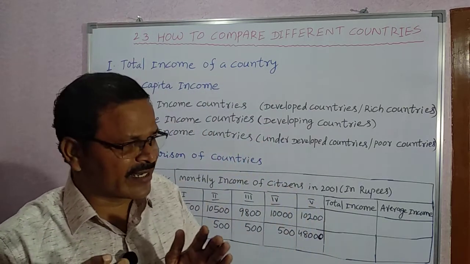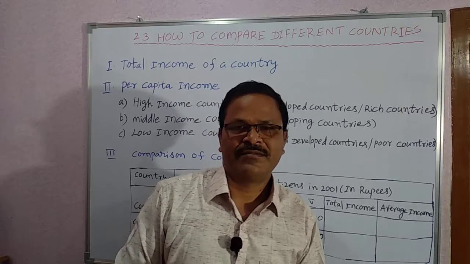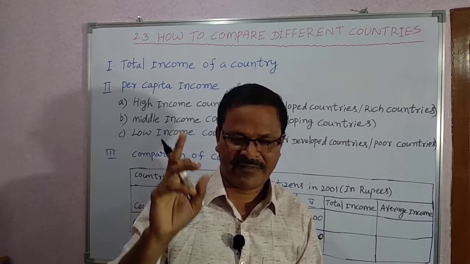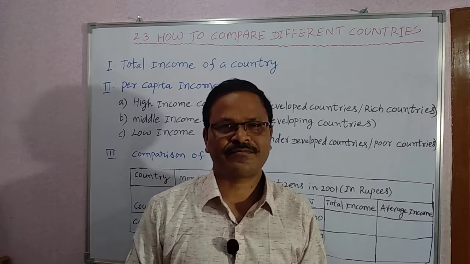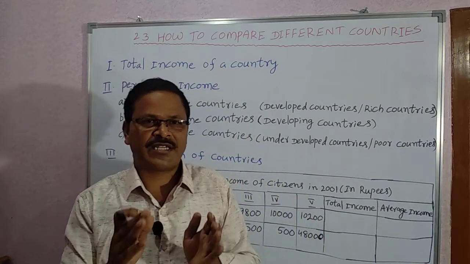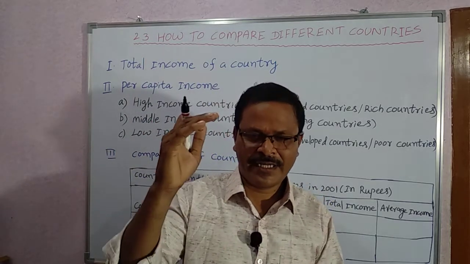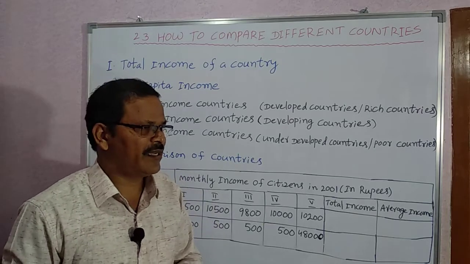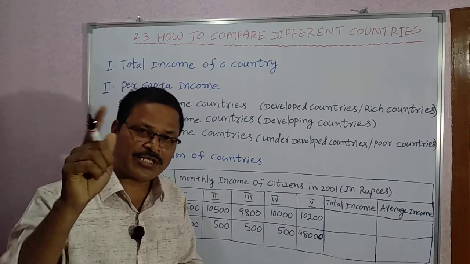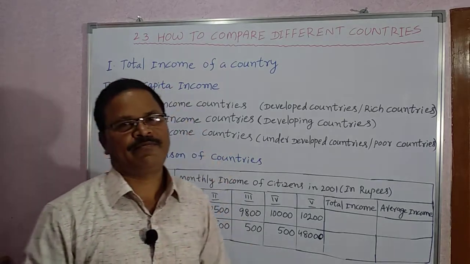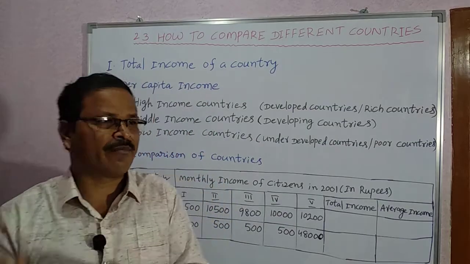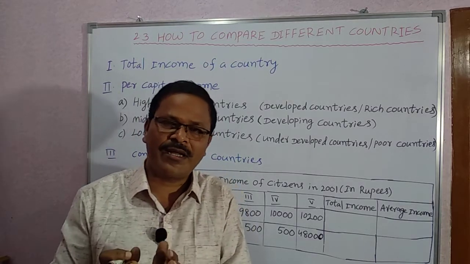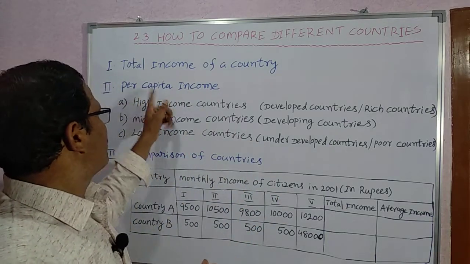In the same way, average income of a country is equal to total income of a country divided by total population of the country. Average income is also called per capita income. Total income of a country is also called national income.